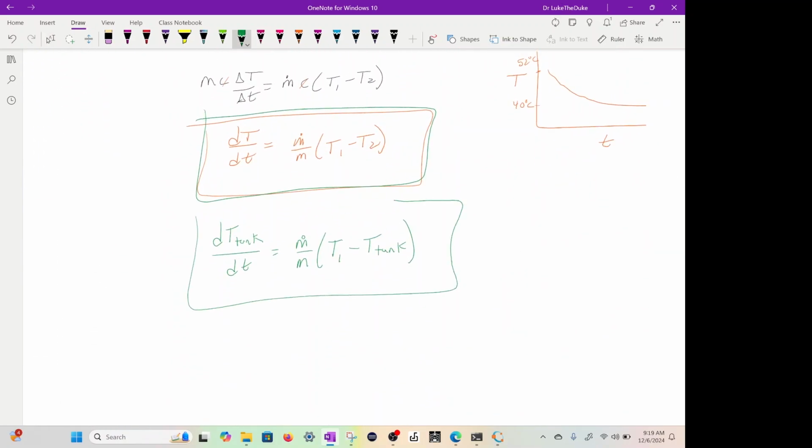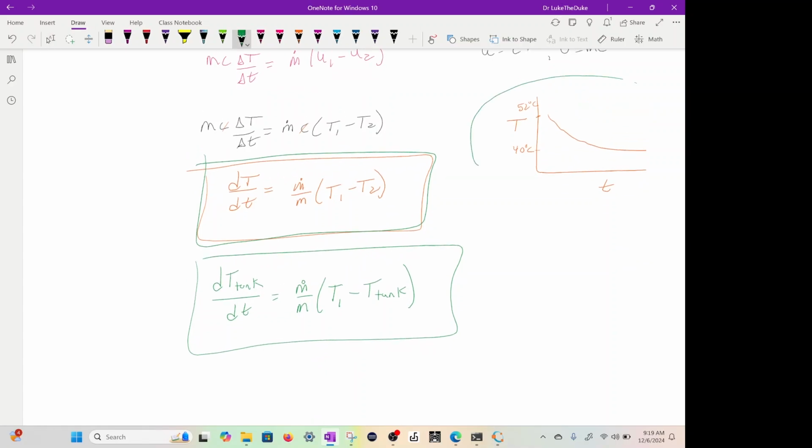So use this one and use a numerical method. Program it so it solves for the temperature of the tank as a function of time to get a graph that should look like this. Best of luck, and let me know if you have questions.